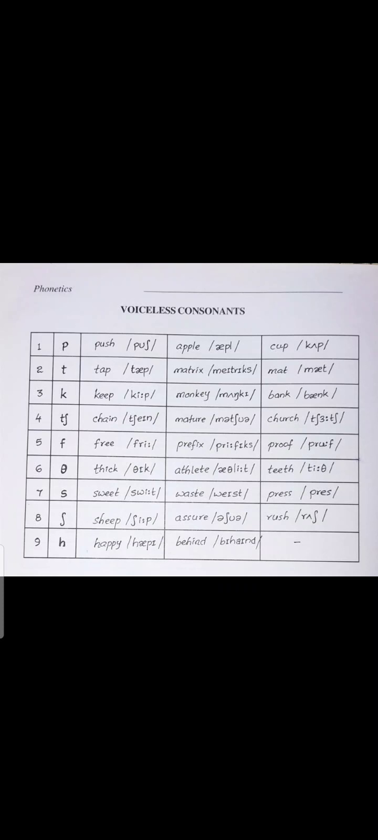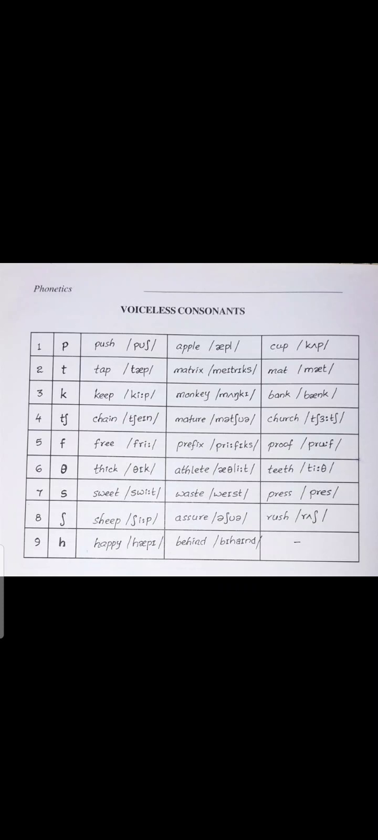And next, the fifth voiceless consonant sound is "f". In the initial position, free. In the middle position, prefix. In the final position, proof.